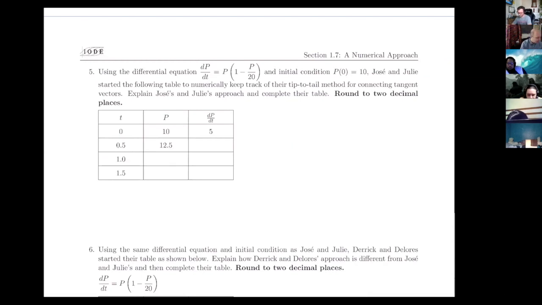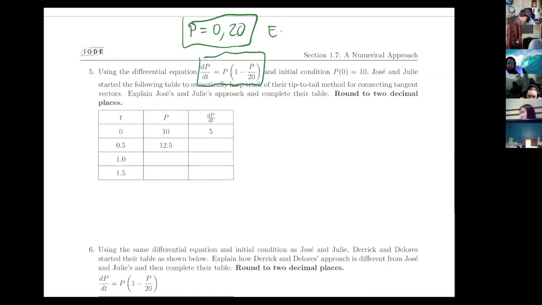Over here I just made a little change. So this is a similar looking model. I just want you to be clear that it's not the same one that we started with. We don't have that 0.3 in the front, and we now have p over 20. But what you should be thinking here is this one would have two equilibrium solutions at p equals 0 and p equals 20. That's not really what this is asking us, but it's worth making that note.